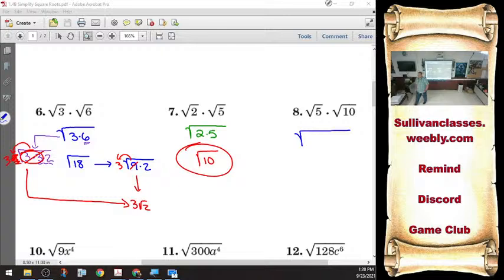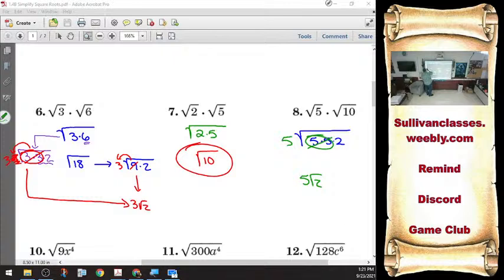Five by 10. 50. Is 50 one of my perfect squares? So I'm just going to leave it like this and say, can I break up 5? No, they can break up 10. Into what? 2 and 5. You okay if I write it as 5 and then 2? That's what I would guess. Because I see a pair of 5's. 1 comes out.